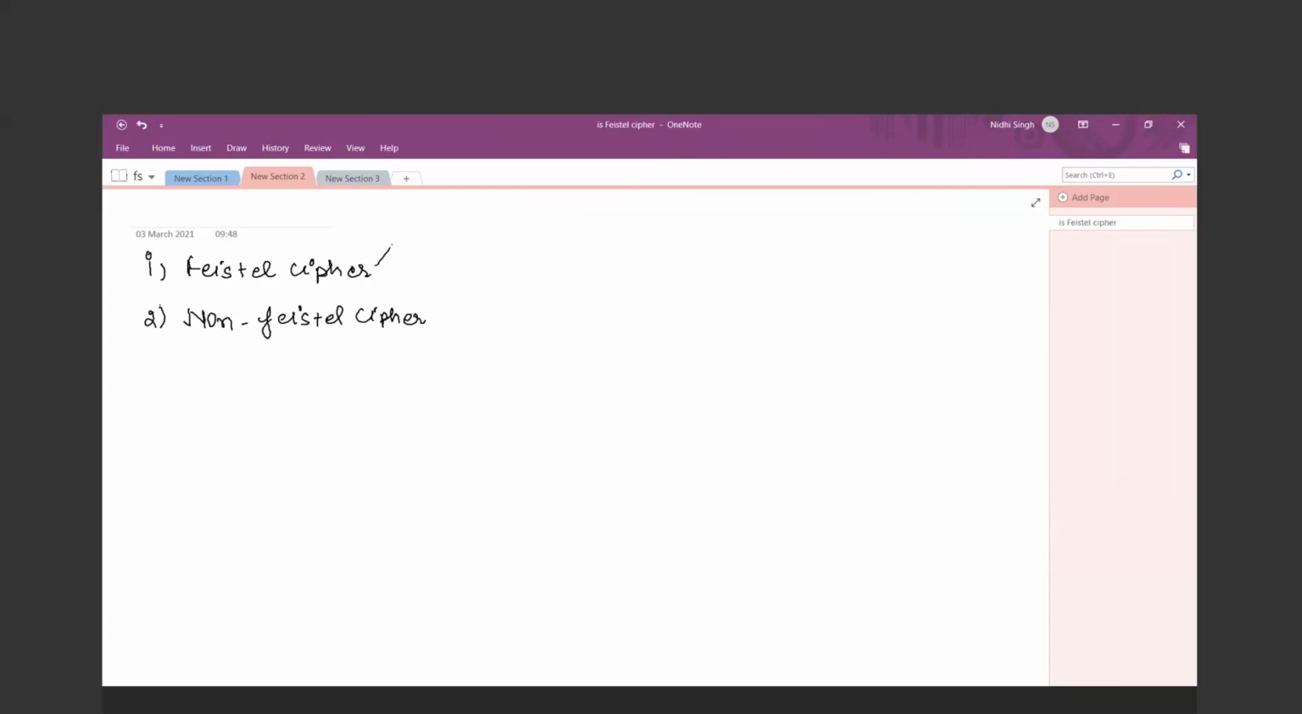So the Feistel cipher is a very intelligent and interesting cipher, and it is basically made up of three components. What are those three components? The first one is the self-invertible component. The second one is the invertible component. And the third one is the non-invertible component.